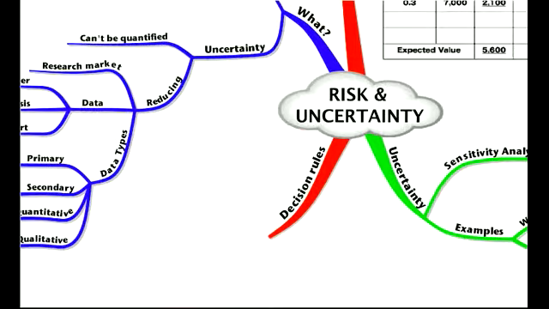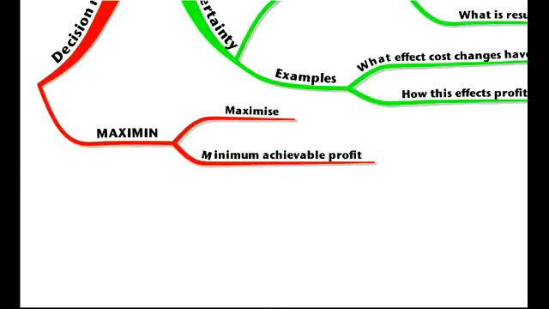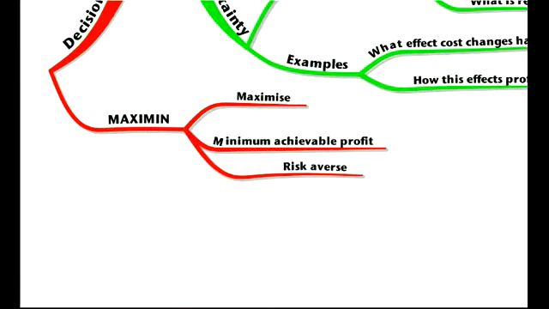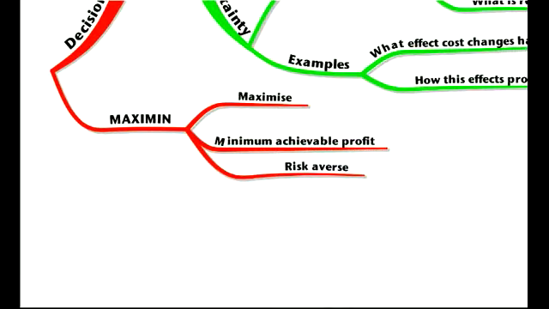On to those decision rules we looked at. The maxi-min, remember, this was maximizing your minimum achievable profit. So setting up a little table saying, right, what's our minimum achievable profit for each scenario, and looking to maximize that. It's risk averse because all you're seeking to do is look at the worst case scenario and say, let's do the one that gives us the best of that.